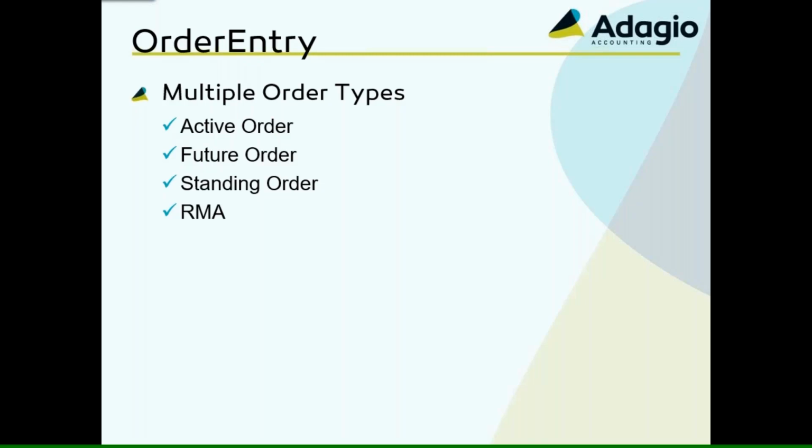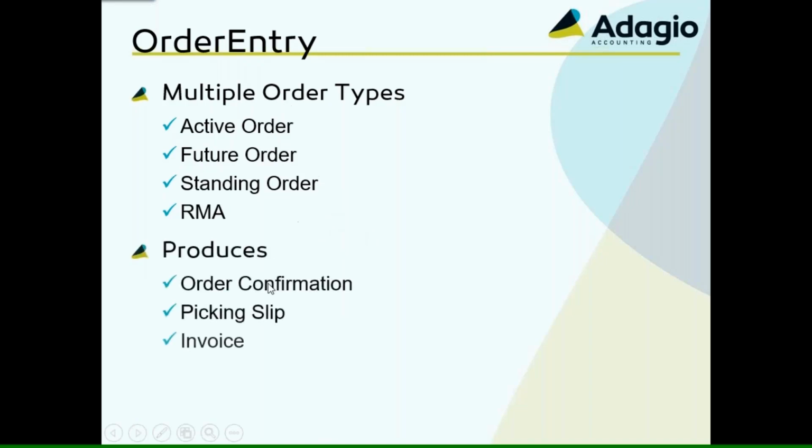And then there are RMAs, which are kind of negative orders where you're trying to track that you've issued a return merchandise authorization to a customer to allow them to return something to you because you shipped the wrong thing, or it was defective or damaged in transit, or for whatever reason. So these are the different order types that we support in Adagio Order Entry. And we support a whole set of forms around those types.